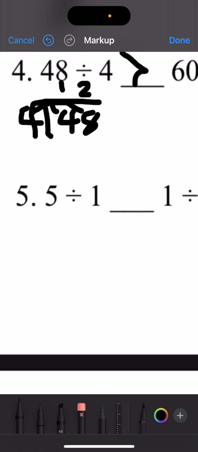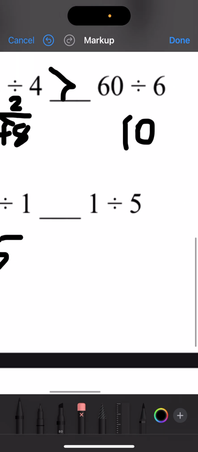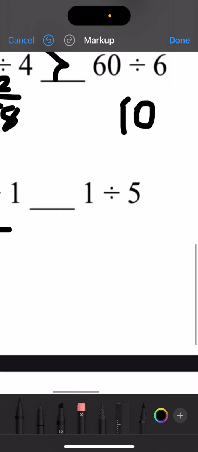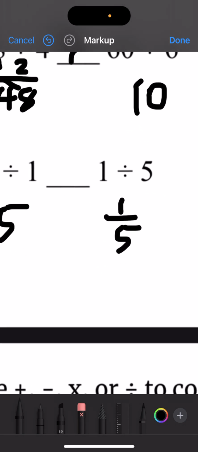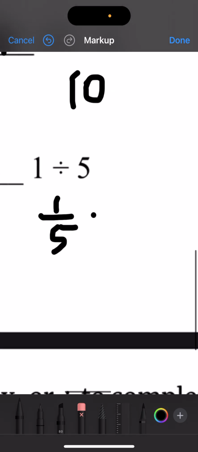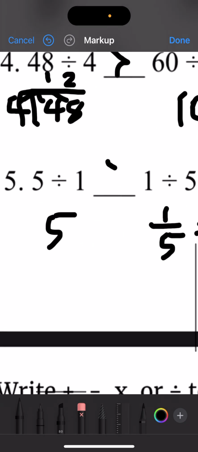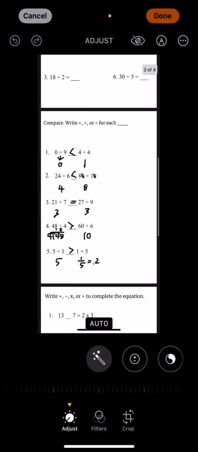5 divided by 1. How many 1s do you need to get 5? If you divide any number by 1, it is always going to be the same number. So this will stay as 5. 1 divided by 5 will get 1 over 5 as a fraction, which is the same as 0.2. And 5 is greater than 0.2.